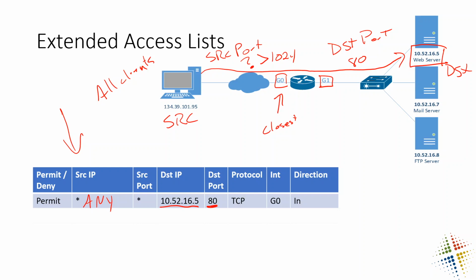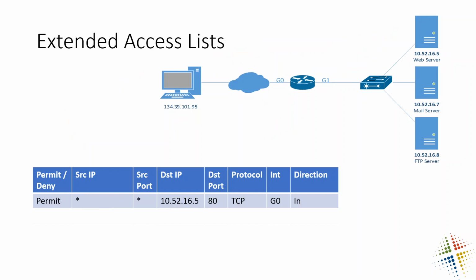And then which direction is the traffic going? Well, the traffic is going that way. So from the router's point of view, this is inbound to the router. So therefore, it is an inbound traffic direction. All right. Well, hey, that's pretty simple. Let's do the mail server.